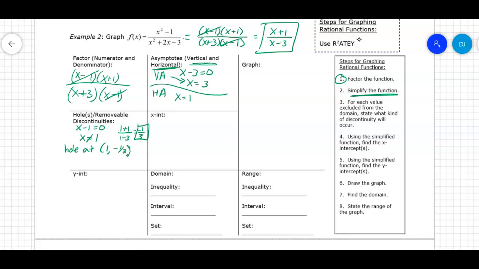Alright, so we can fill in a little bit into our graph as to what we're doing so far. Because we talked about the vertical asymptote being at 3, and then our horizontal asymptote being at +1. Next, we can talk about our hole at negative 1, negative 1/3. So that's down here.